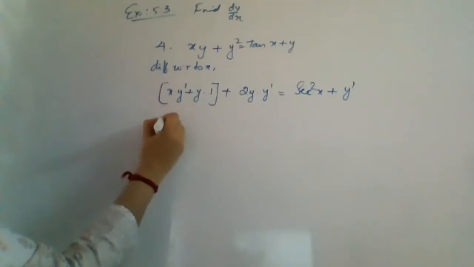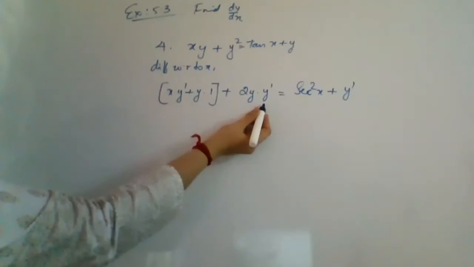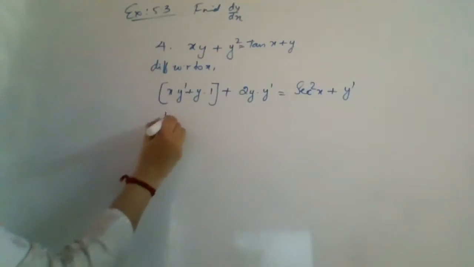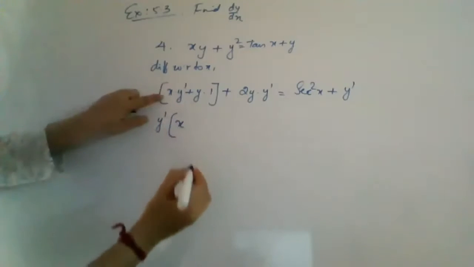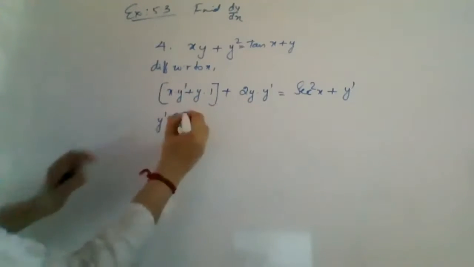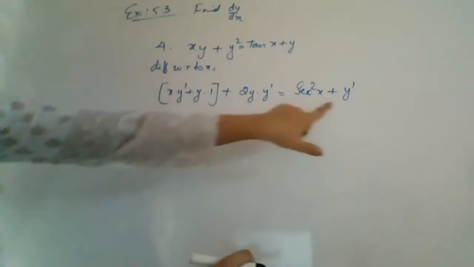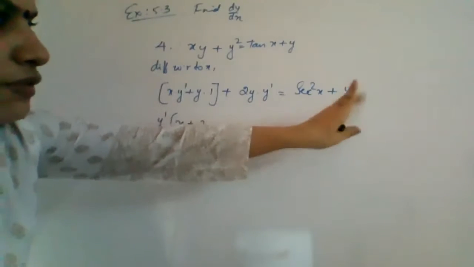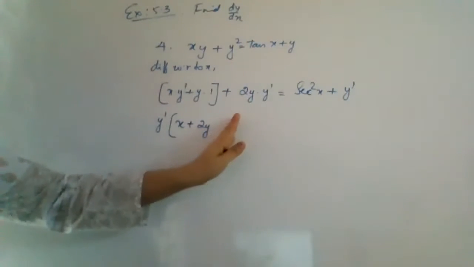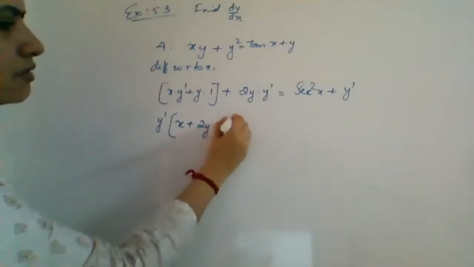So here you have xy dash. Here you have 2y into y dash. So I am just taking out y dash. Here you will get x. Here you have 2y. And there also you have a y dash. So if that is taken to this side, you'll get minus y dash. So I will get minus 1 here.